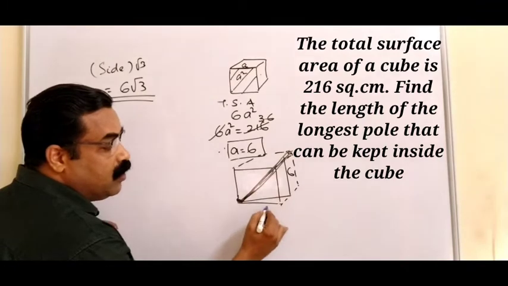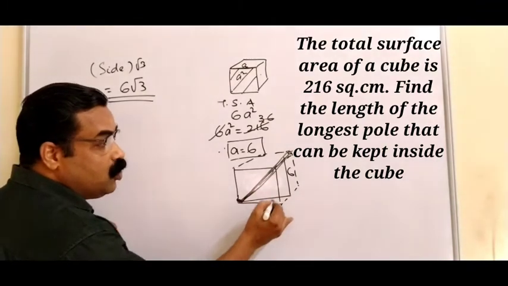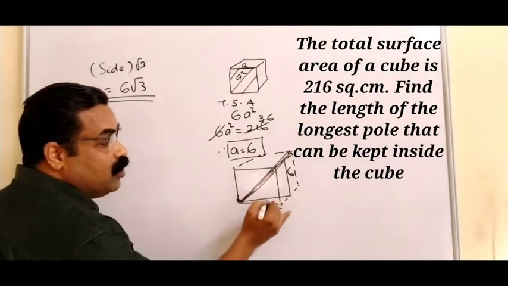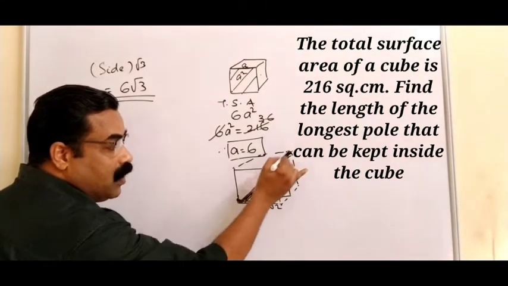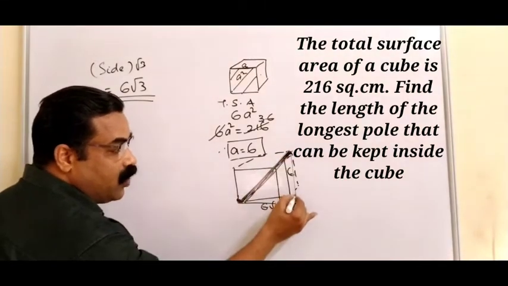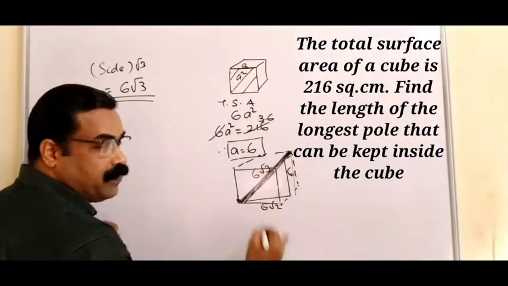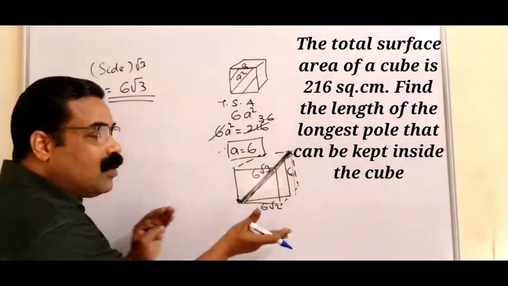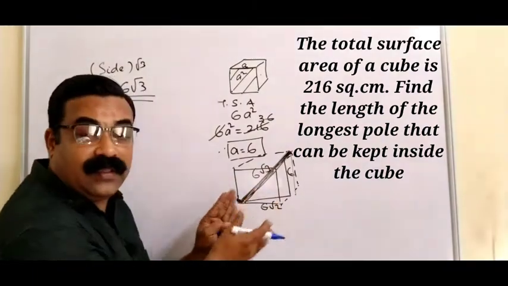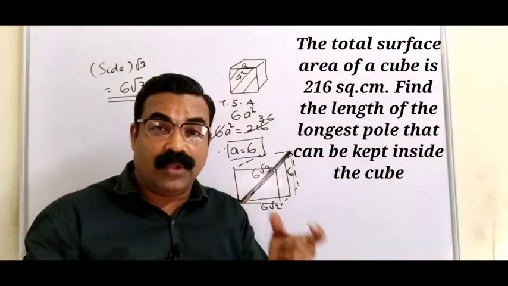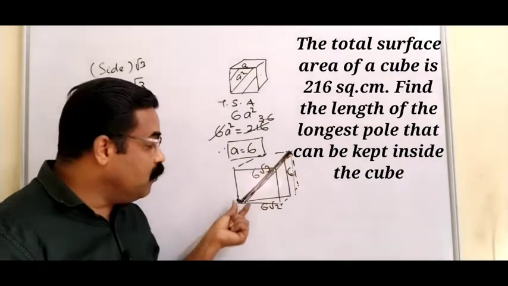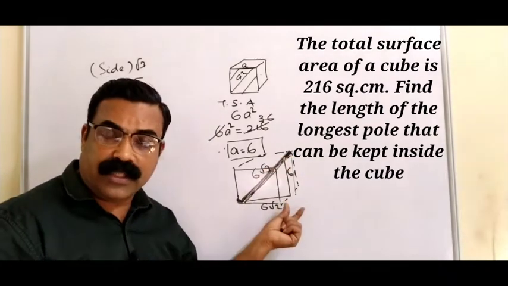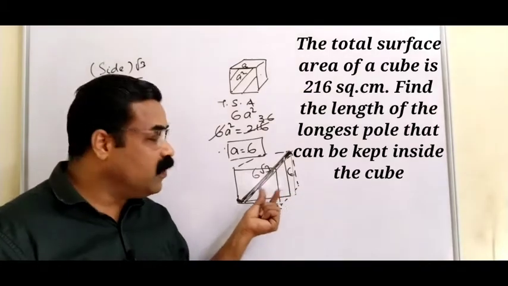This diagonal becomes 6 root 2. Then with 6 root 2 and 6, when you use Pythagoras theorem, the hypotenuse of this right angled triangle becomes 6 root 3. So this is a long method; you need not go for it. This is the original calculation. When you calculate the longest pole length, the application of Pythagoras theorem comes in, but for competitive exams, we need not do it.